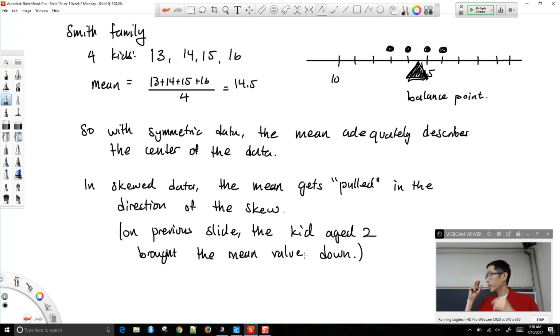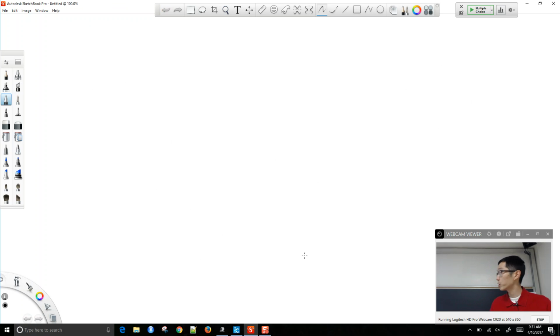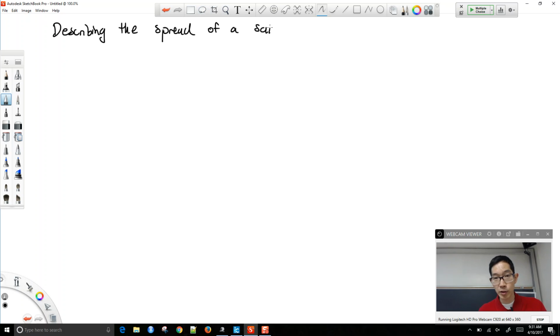So today we're going to talk about numeric summaries for symmetric data. We'll talk about the mean, and then the standard deviation, and then on Wednesday we'll talk about the median and the IQR. So that is the mean to describe the center. The other part we need to talk about is describing the spread of the data. Another aspect to summarize is describing the spread of a sample of data.